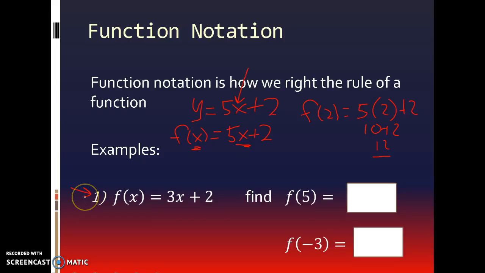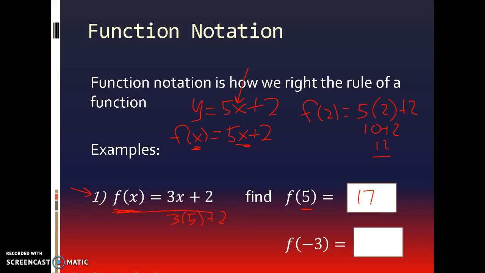In example number 1, we have a function rule in function notation, which is f of x, where the rule is 3 times x plus 2. If we want to find f of 5, we're simply going to replace the x with a 5. So it's going to be 3 times 5 plus 2. 3 times 5 is 15. 15 plus 2 is 17. And so we know that f of 5 is 17.